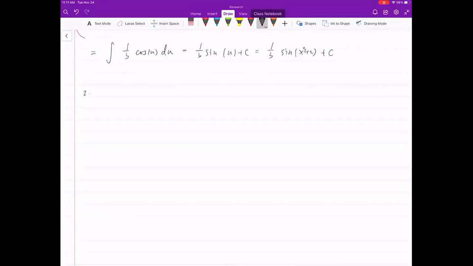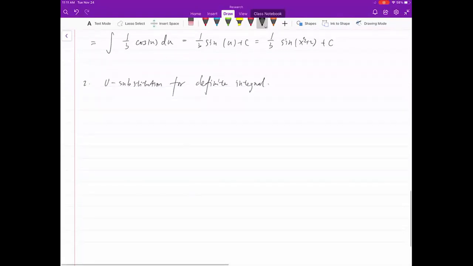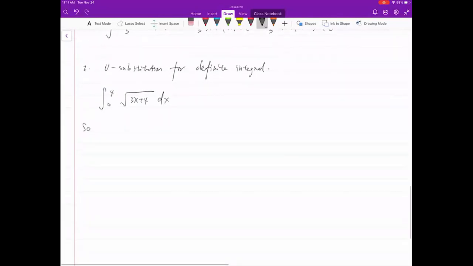All right. So the second thing we want to talk about is u-substitution for definite integrals. And we will do it through an example. That is the integral from 0 to 4 of the square root of 3x plus 4 dx. Now we have done this before. Before you do anything, forget about the ending points. Just go ahead and try to find the antiderivative. So do the indefinite integral first. Plug in 0 and 4 later.